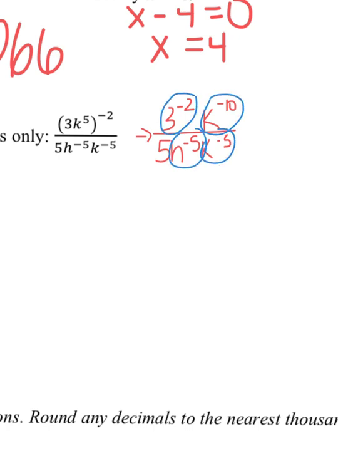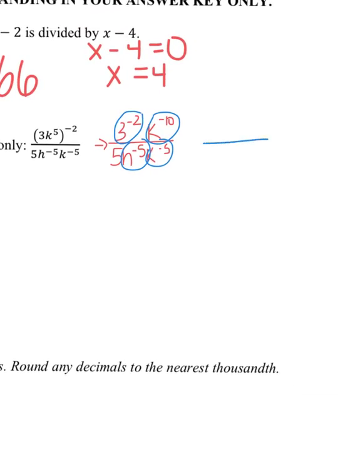Circle negative exponents. So the only thing that I have right now is a 5 in the denominator. 3 to the negative second becomes 3 to the positive second in the bottom. K to the negative 10th becomes k to the positive 10th in the bottom. H to the negative 5th moves up to be h to the positive 5th. And then k to the negative 5th moves up to become positive as well.